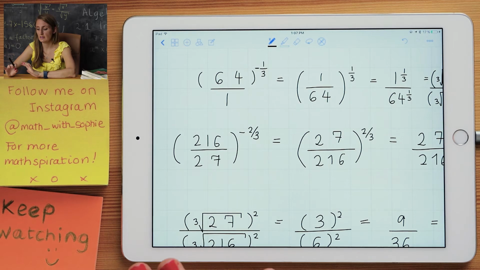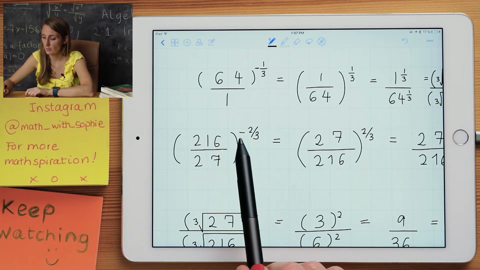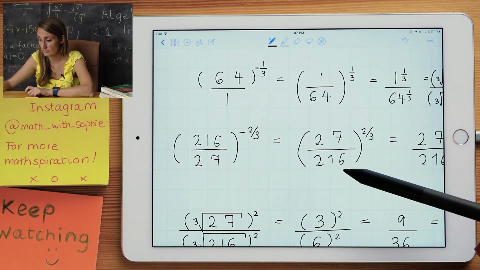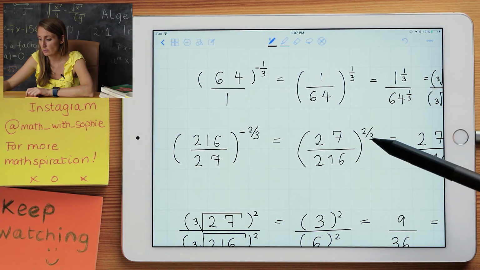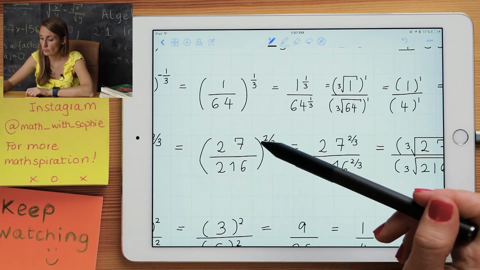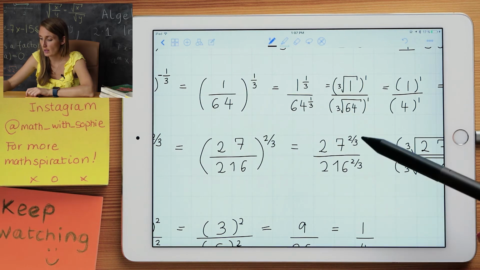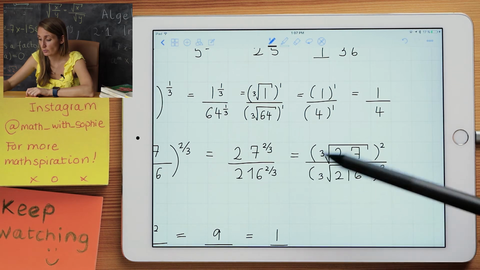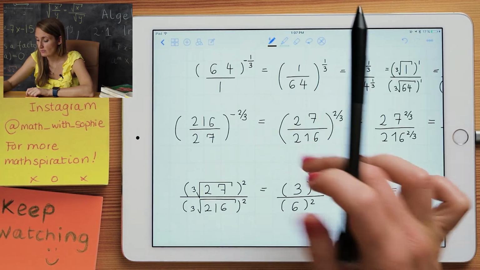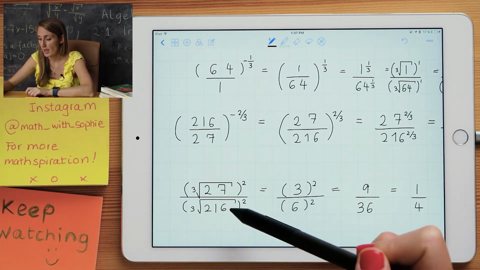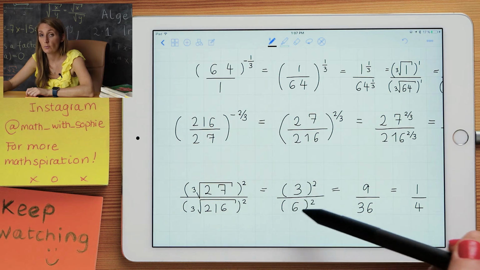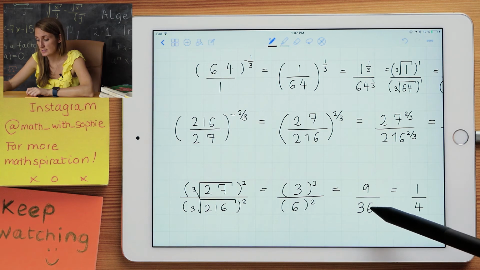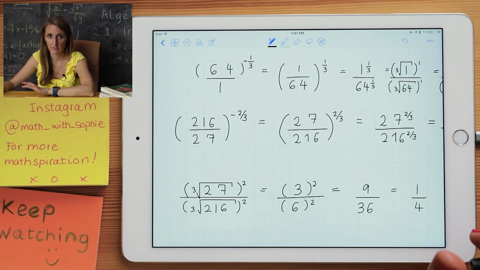So quick recap of what we did in this question. We took our fraction and we dealt with the minus first. We flipped this upside down, so 27 is on the top, 216 on the bottom, and we changed the negative power to a positive power. Then we put the 2/3 power on both the numerator and the denominator. We started by finding the root, so the cube root of 27 and the cube root of 216. We got our answers from those, so the cube root of 27 is 3 and the cube root of 216 is 6. Then we squared our answers. 3 squared is 9, 6 squared is 36, and in the final step we just cancel down our fraction.